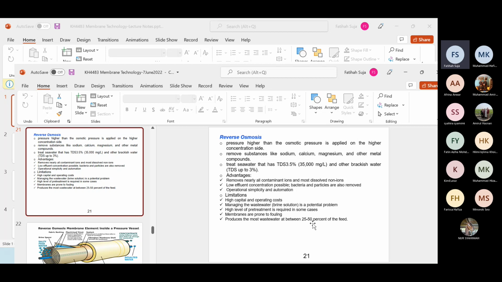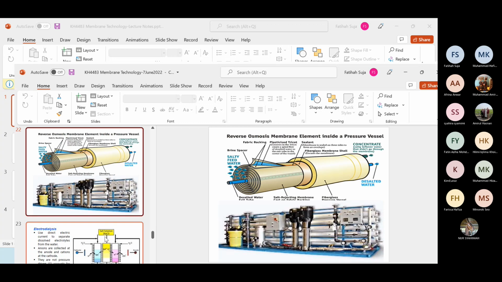So yes, reverse osmosis removes everything, but the minerals that you obtain for your body usually come from food. Okay, in some reverse osmosis processes, after the water is treated, they also add a trace amount of ions that you need for your body. Okay, this is a reverse osmosis membrane element inside a pressure vessel.